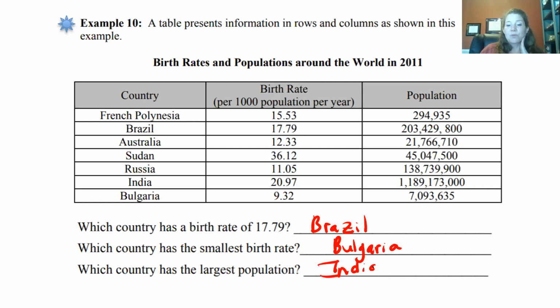So basically they just want you to make sure that you can read a graph correctly. When it asks you a specific question, make sure you're finding that specific column. Don't be looking over here at population when they're asking about birth rate, so on and so forth. So I'm sure you are all great at reading graphs.